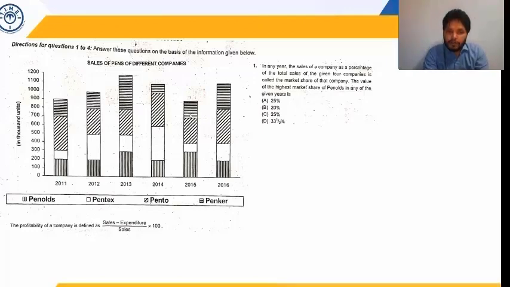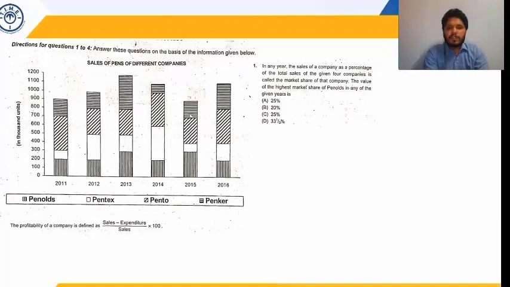So the market share of Penoids is going to be the share of Penoids divided by the total market. So total market is 900 and the share of Penoids is 200. So what is the market share of Penoids in 2011? It is going to be 200 divided by 900 into 100 percentage. So 200 upon 900 is 2 by 9, and we know 1 by 9 is 11.11%, as we have studied in percentages. So what is 2 by 9? 2 by 9 is going to be 22.22%. So we can say the market share of Penoids in 2011 is 22.22%.